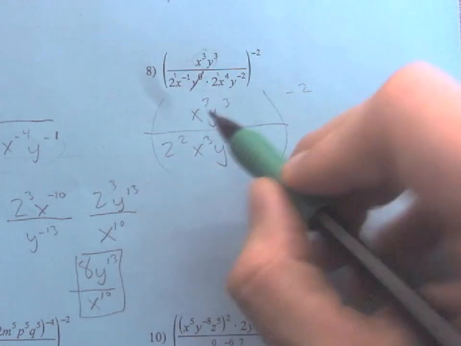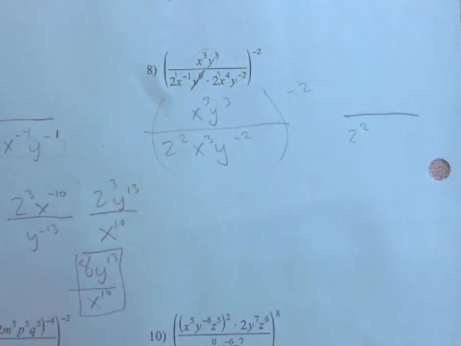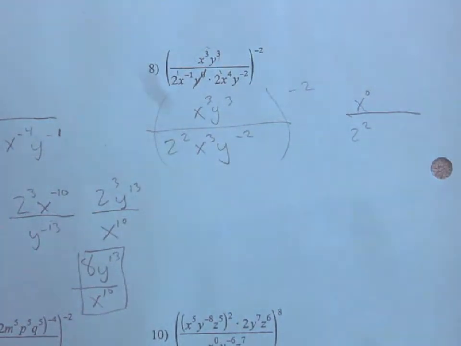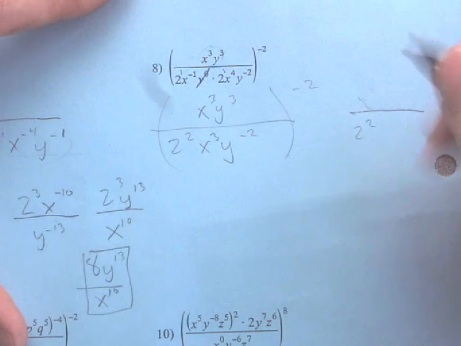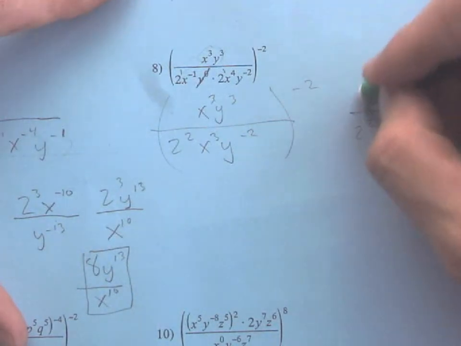So let's do the x's. 3 minus 3 is 0. So I have x to the 0 on top. But remember, that's just 1. So I don't really need that. I could put a 1 there as like a placeholder, but if there's anything left on top, we don't really need that 1.